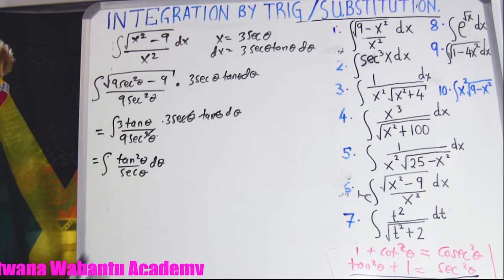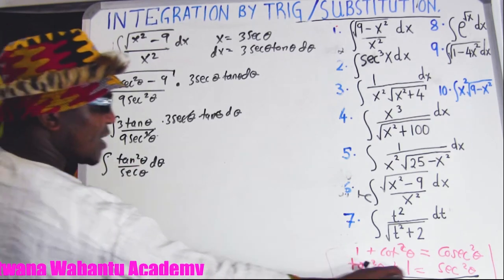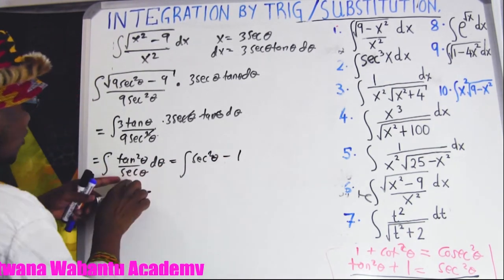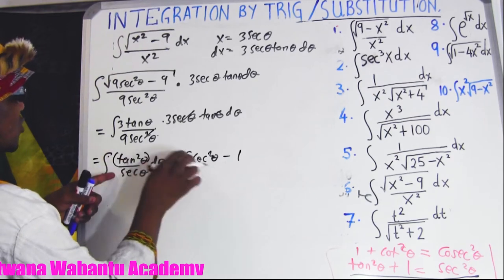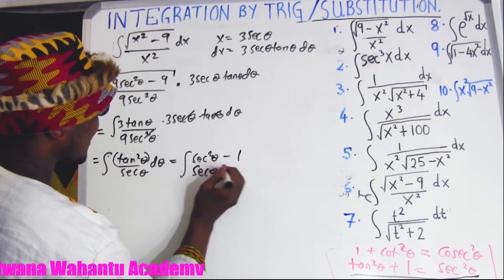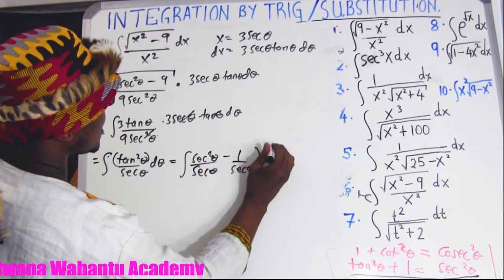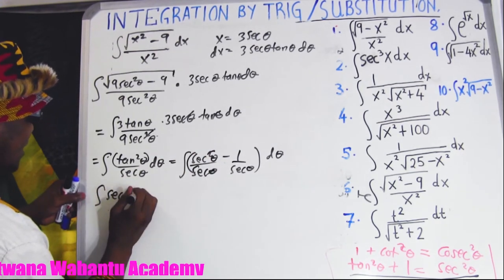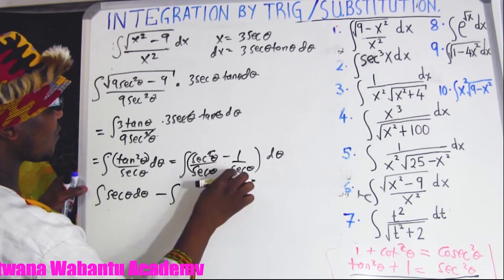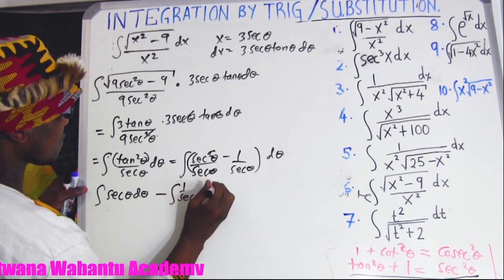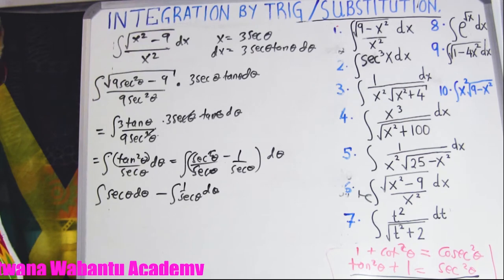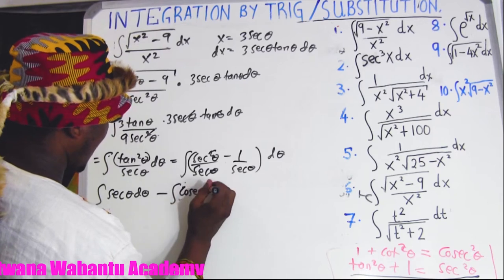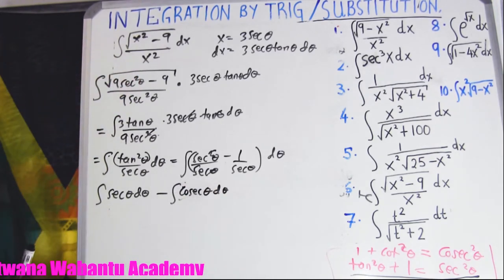I can then replace this. What is tan squared? Tan squared equals sec squared minus 1. So this is the integral of sec squared minus 1, over sec theta, d theta. So this is going to be the integral of sec theta d theta, minus the integral of 1 over sec. But what is 1 over sec?